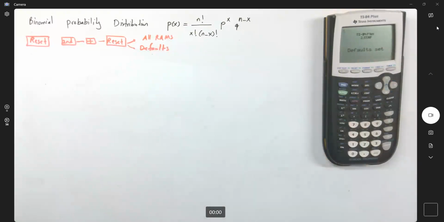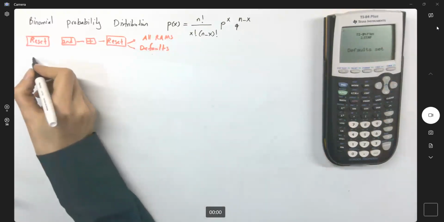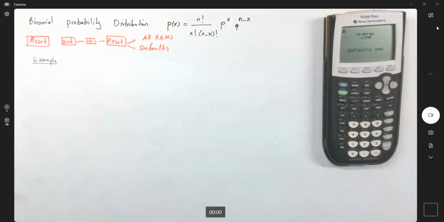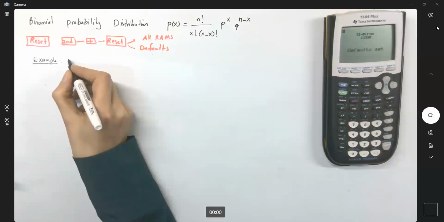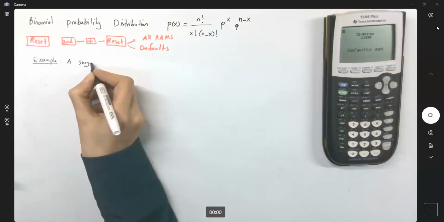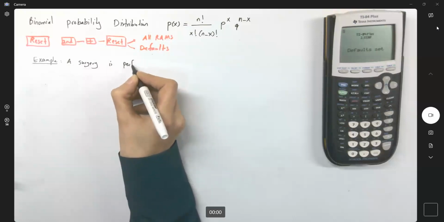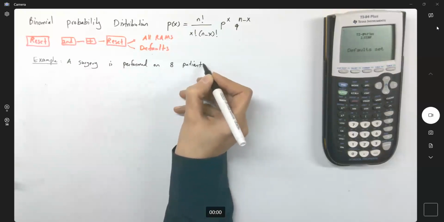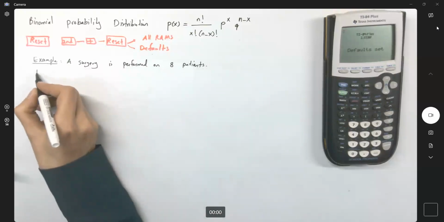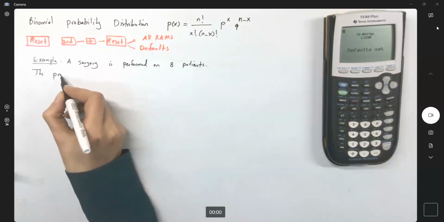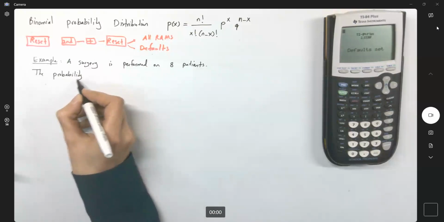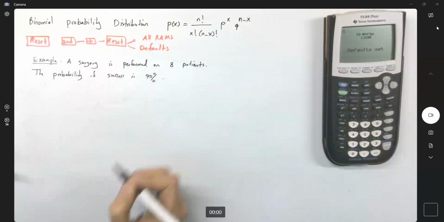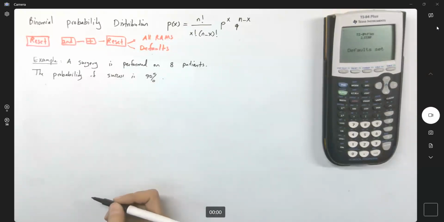So let's see. We have an example here. The example says a particular surgery is performed on 8 patients. The probability of success is 90%. Question says find the following probabilities.